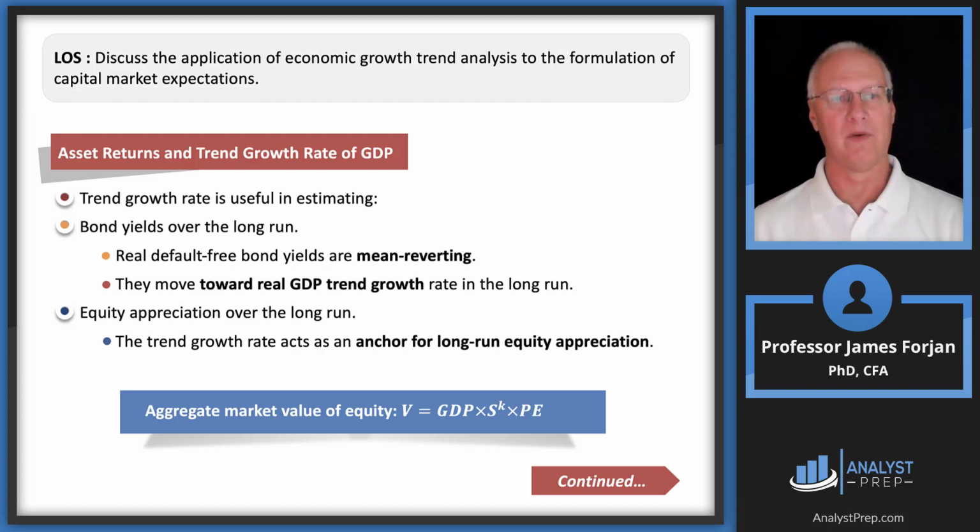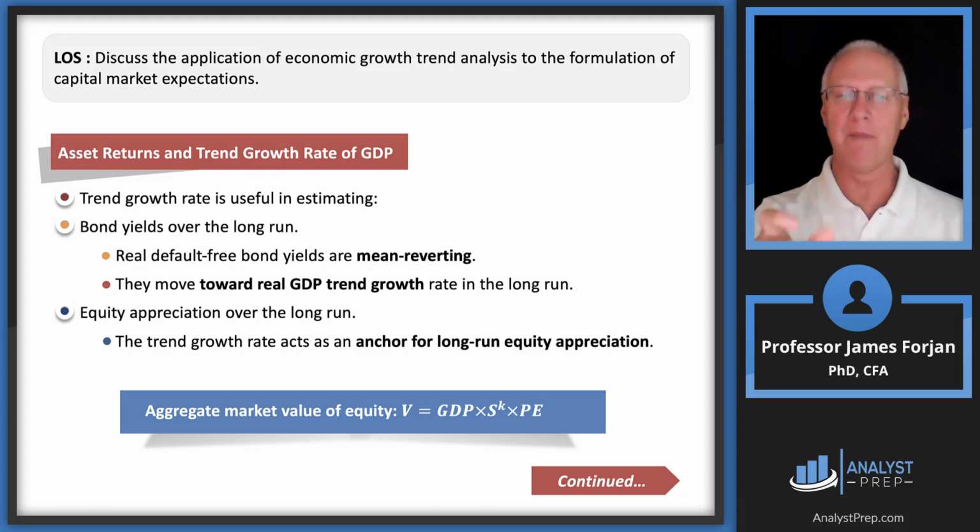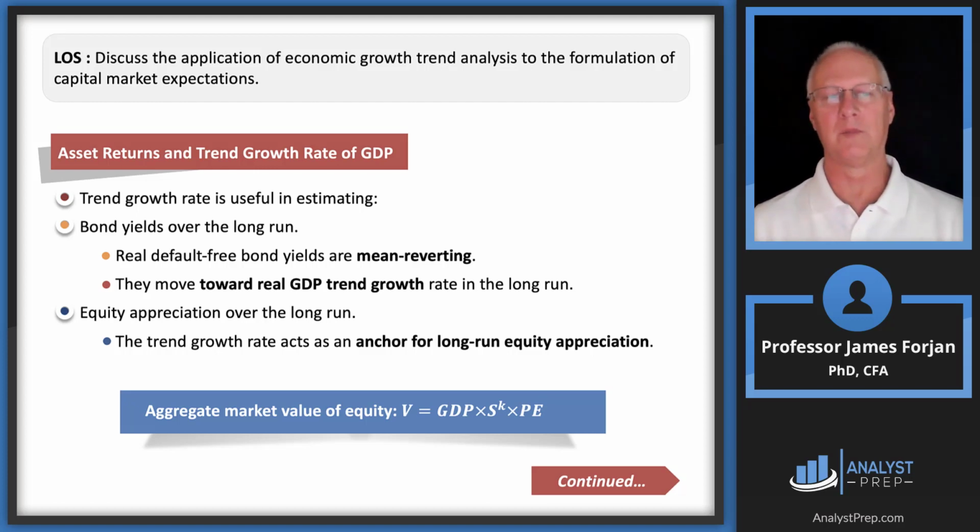All right, how about asset returns? We've hinted about this just a little bit. Bond yields over the long term: what do we know? We know that they're mean reverting. We talked about that recently, but what do we also know? We also know that they tend to move towards their real growth rate in the long term. So you have mean reversion and trending growth rates over time. It's up to us as good financial analysts to determine the net impact of those two bullet points.